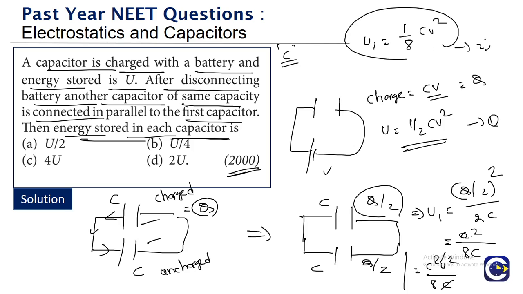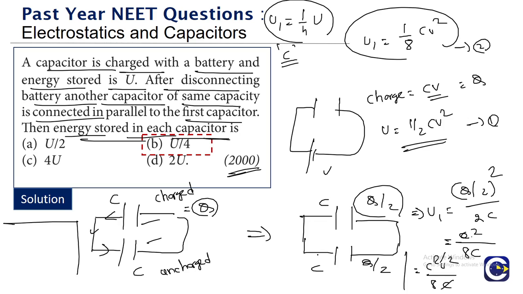So if you compare equation 1 and equation 2, what do we get? U1 value is nothing but 1/4 of U. So the final energy on each capacitor will be 1/4 of the original energy. So we got our answer. What is it? Option B.